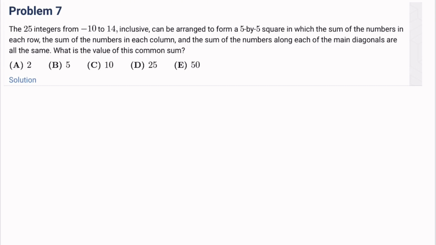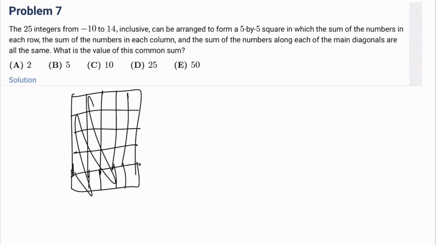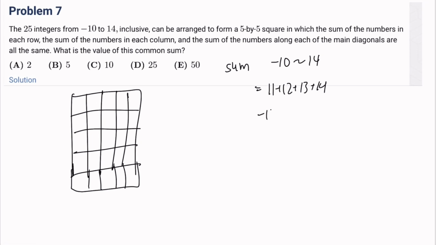Okay, so we have like a 5 by 5 square, right? And then the whole sum of this is going to be the sum from -10 to 14. But then this sum is equal to 11 plus 12 plus 13 plus 14, because -10 all the way to 10 just becomes 0, right? So our sum is 11 plus 12 plus 13 plus 14, which is 50, right? So the sum of this whole thing is 50, and it said that the sum of the numbers in each row and column and main diagonals are all the same. So what's the value of this common sum? So we have 5 common sums for each of these, right?